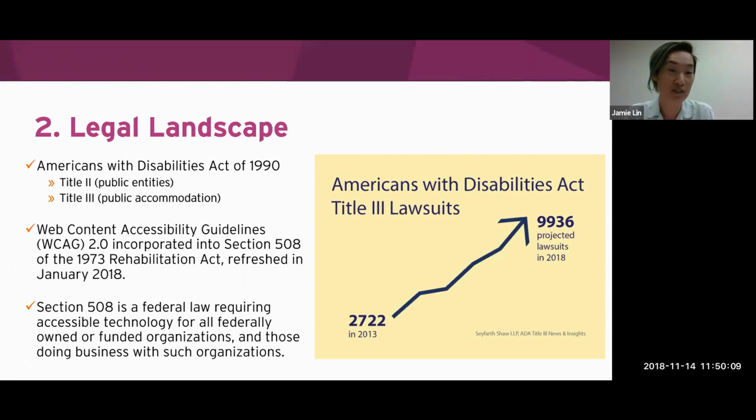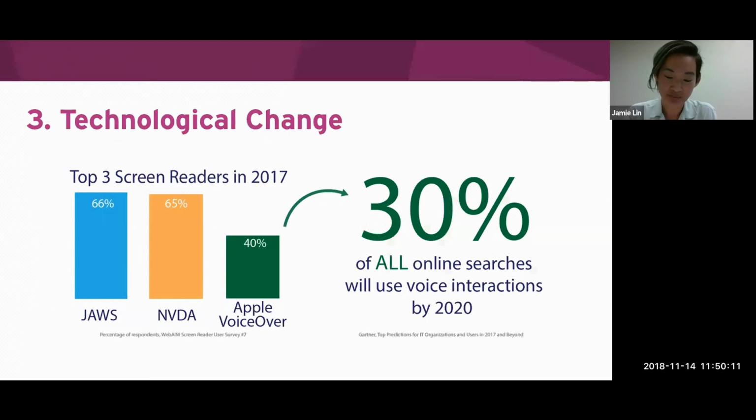So my favorite argument for accessibility is technological change. Our entire society is changing. We use our mobile devices so much more now than we did just a few years ago. This chart on the left here shows that the third most popular screen reader today is Apple VoiceOver, which is the narrator built into Apple devices.